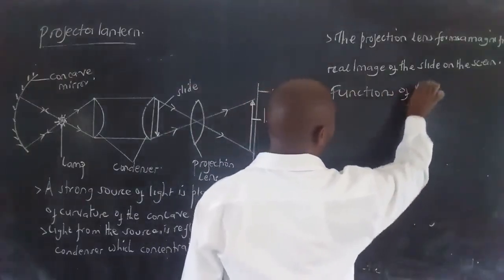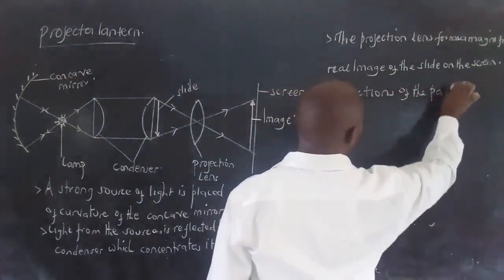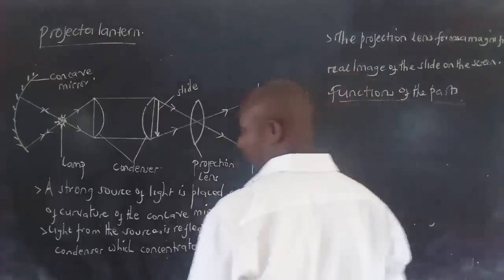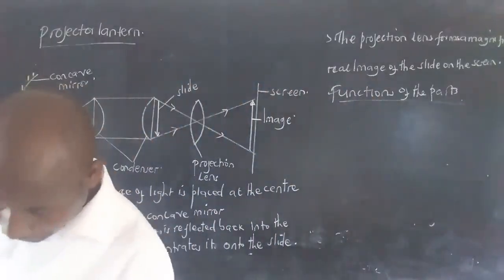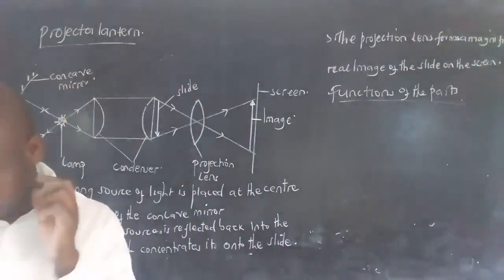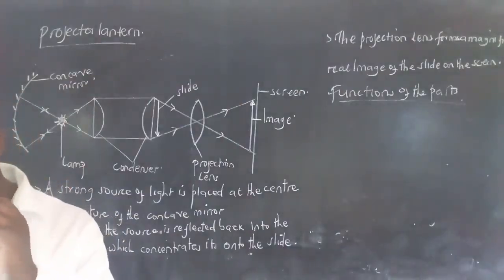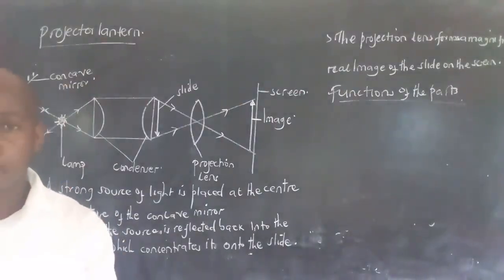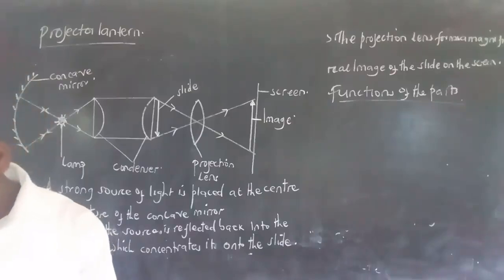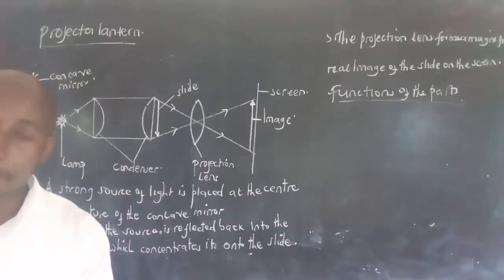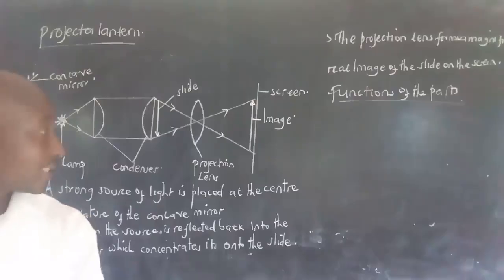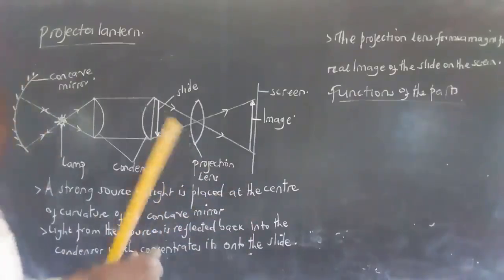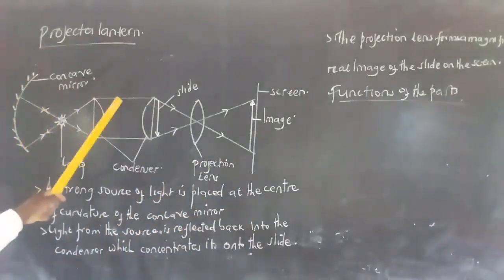Functions of the parts. What are the functions of the parts? We start with number one, the concave reflector. The concave reflector concentrates light from the source to the condenser. So, as we've already seen, this concave mirror concentrates light from the source to the condenser.